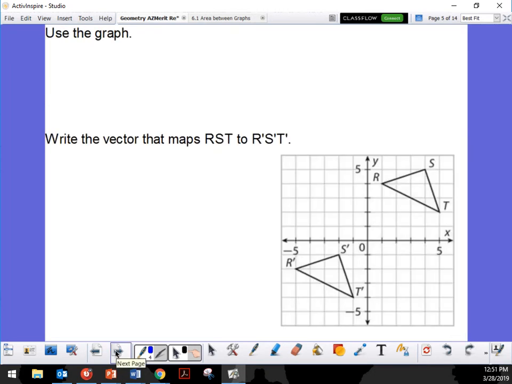All right, so we're using this graph, right? Oh, I thought you already did. I'm sorry. I thought you did when you got back. All right. Write the vector that maps RST onto R prime S prime T prime.